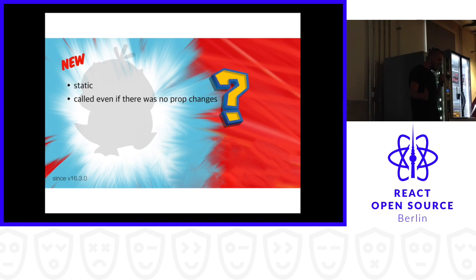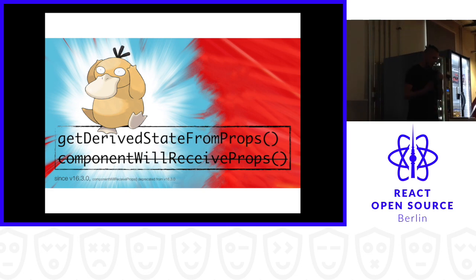It's called even if there were no props changes, so it's called all the time. It's static. It contains next props and previous state. It invokes right after constructor. Yeah, it's getDerivedStateFromProps. And yeah, componentWillReceiveProps. Somehow it should replace it.